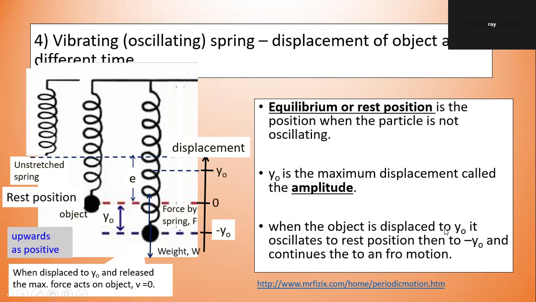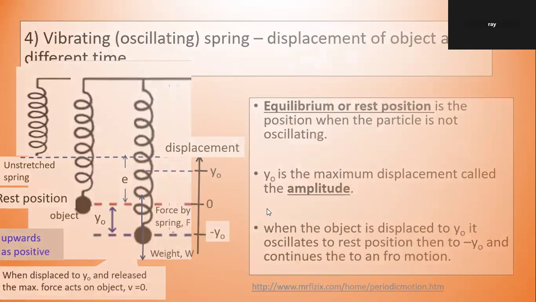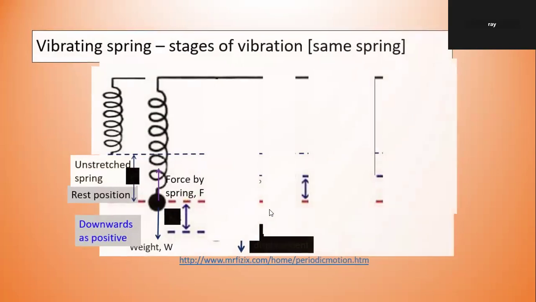When the object is displaced by y naught, it oscillates to the rest position, then to the y position on the other side, and continues to and fro. So it's going to go up and down. That's called simple harmonic motion or oscillation. Or we call it vibration.